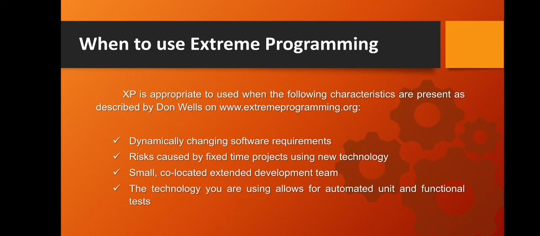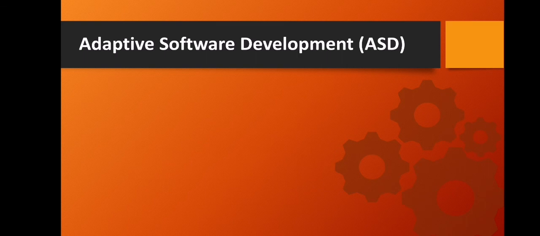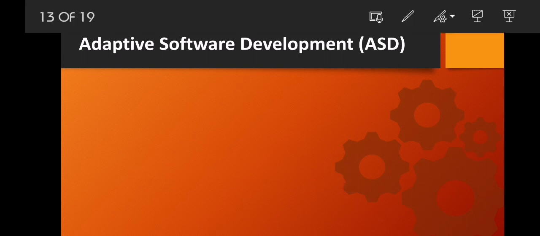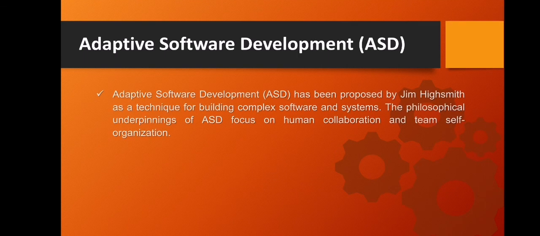Now the next on the list is the ASD or the adaptive software development. Okay, so the ASD is proposed by Jim Highsmith as a technique for building complex software and systems. So the adaptive software development is a method to build complex software and system. And the ASD focuses on human collaboration and self-organization.